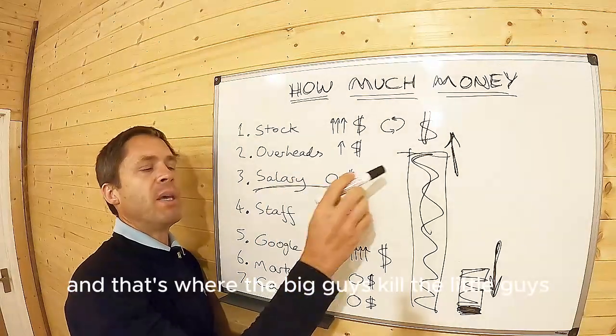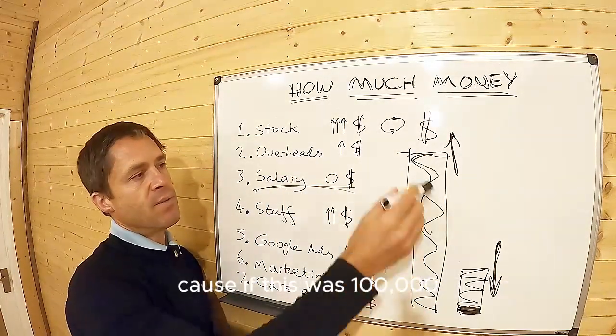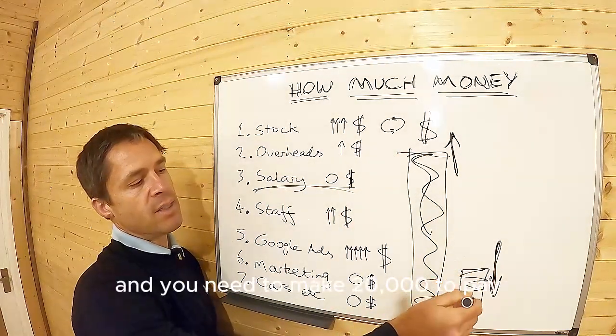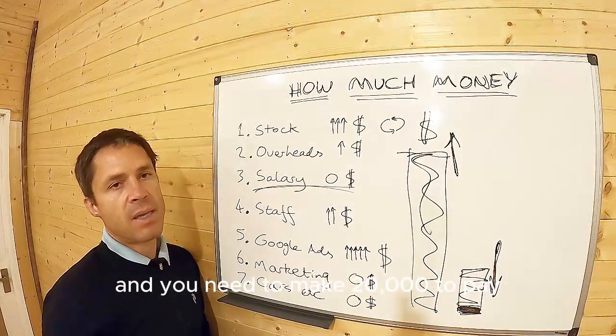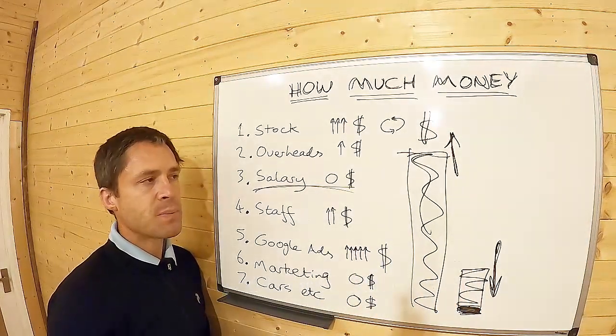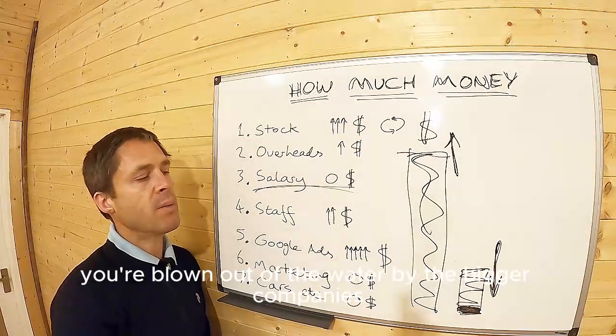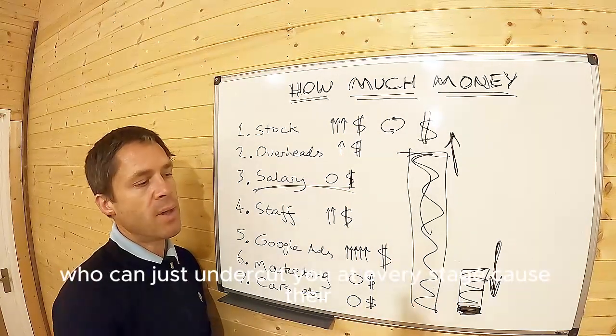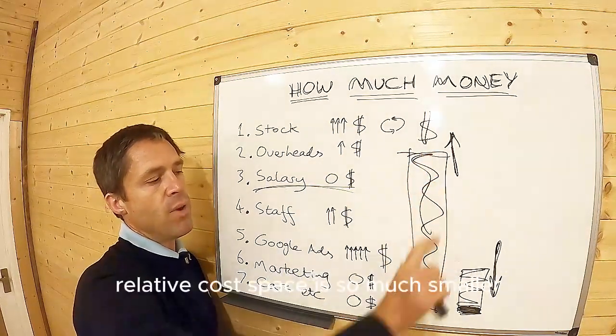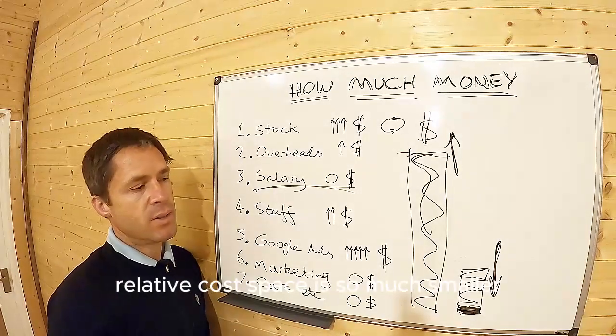And that's where the big guys kill the little guys. Because if this was 100,000 and you need to make 20,000 to pay for life, you're blown out of the water by the bigger companies who can just undercut you at every stage because their relative cost base is so much smaller.